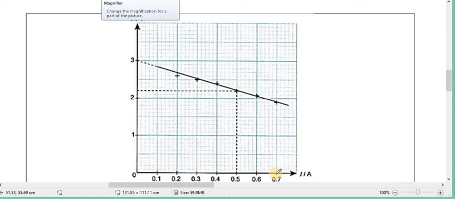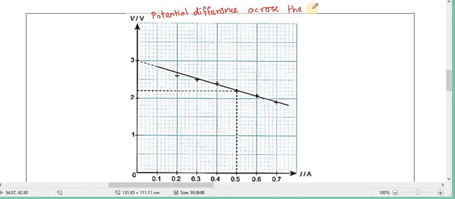As the current increases, the potential difference gets smaller and smaller. Remember, this is the potential difference across the rheostat. Okay, this is the potential difference across the rheostat. This is the current that passes through the rheostat. Okay, so you see, it is getting smaller and smaller.